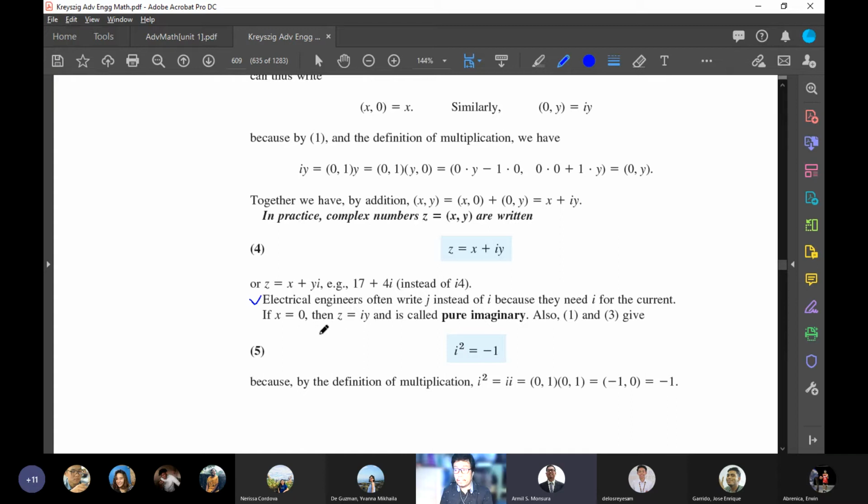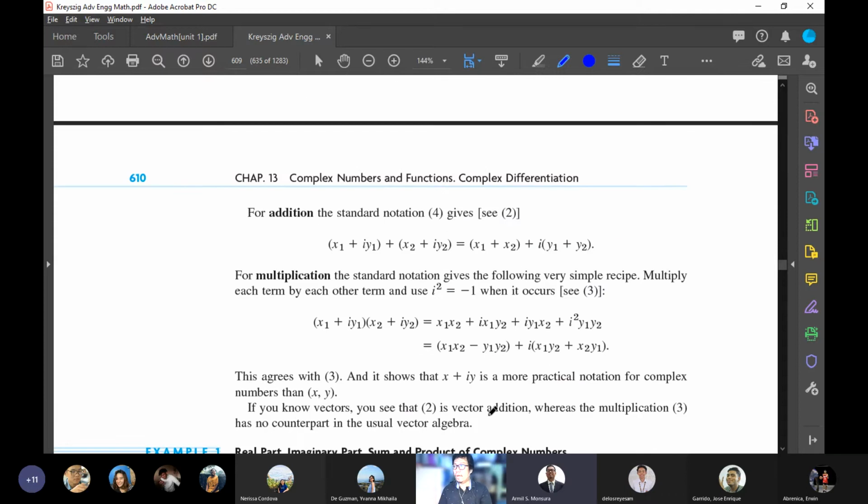If the real part of the number, if we actually let it equal 0, then we will have yi. And then we now call this number a pure imaginary number. We simply call this a pure imaginary number. So, therefore, we have defined this: i squared equals -1.